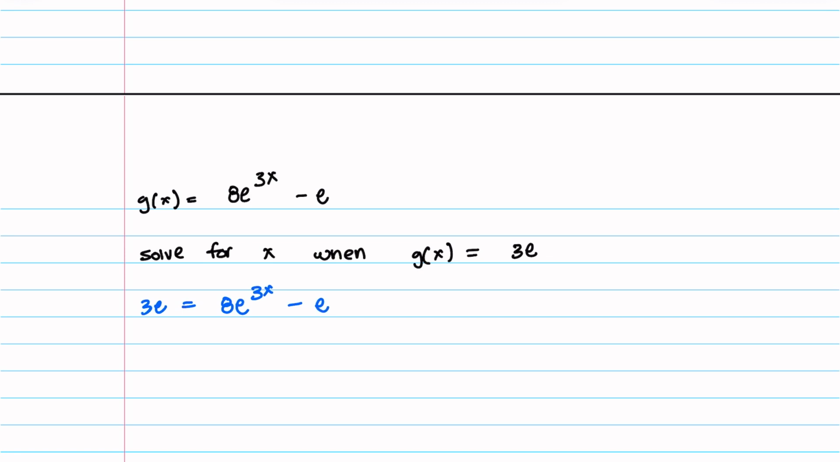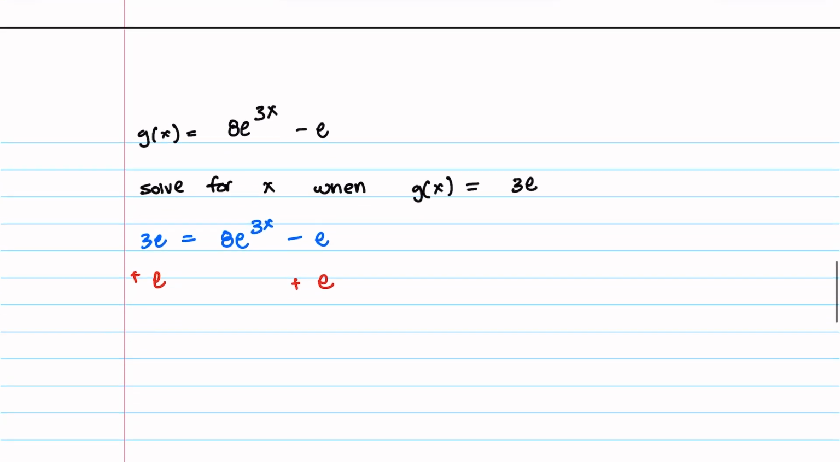And so if we want to solve for x, we're going to have to take those steps to isolate x. And so let's get rid of that minus e by crossing it over to the other side through addition. And so by adding e on the right-hand side, minus e and plus e will cancel out. And on the left-hand side, 3e plus e is 4e. And so we'll have our equation 4e is equal to 8e to the 3x power.